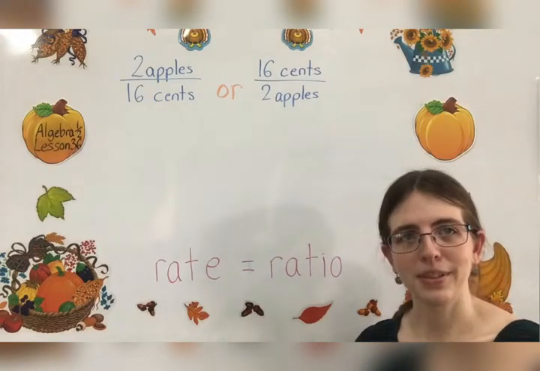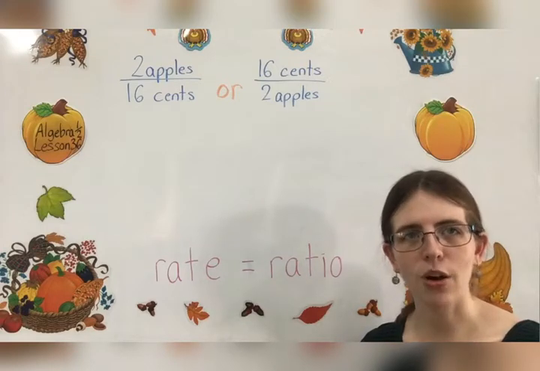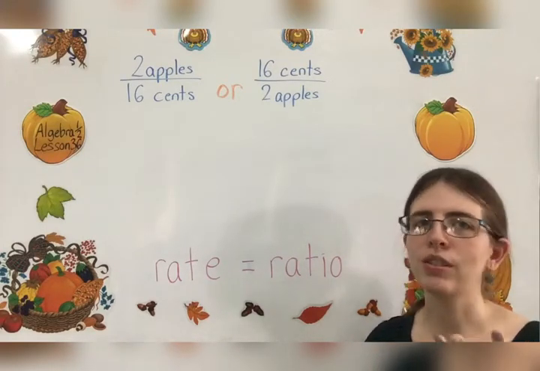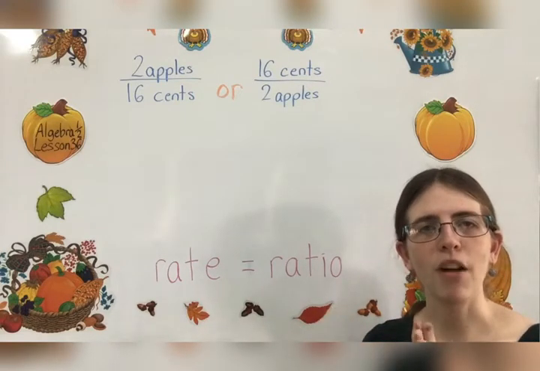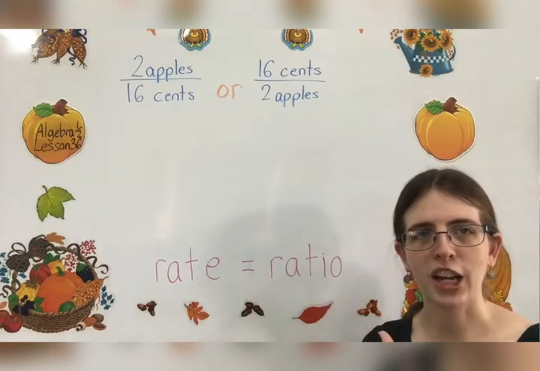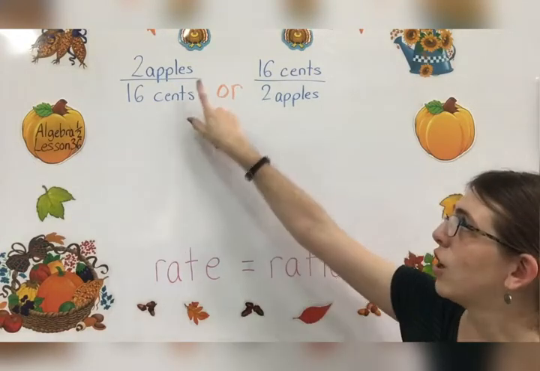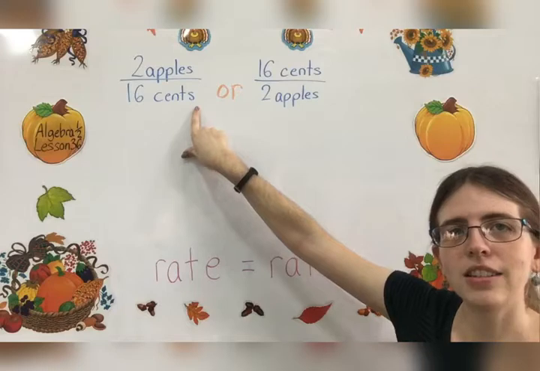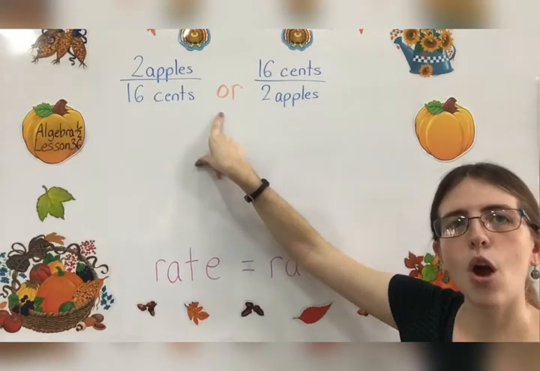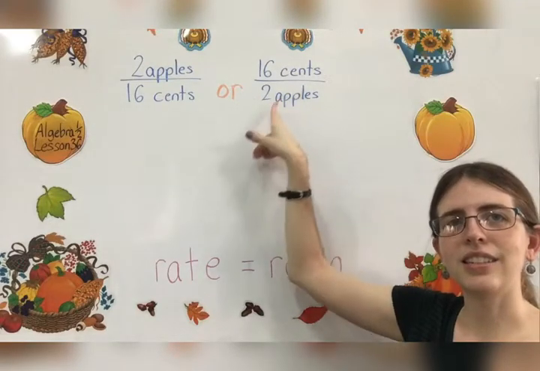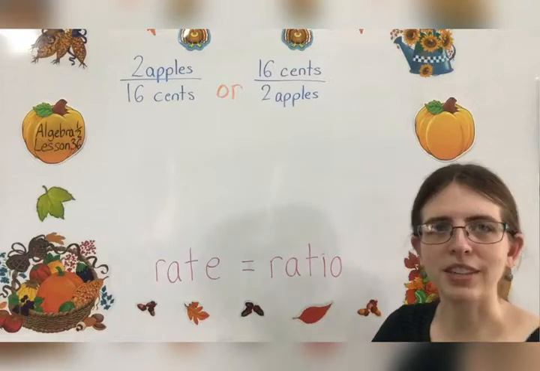If 2 apples can be purchased for 16 cents, what would be the ratio to compare the 2 apples to 16 cents? Well, often ratios are written as a fraction, showing how you compare the numbers. So you could write it as 2 apples for 16 cents, with 2 apples in the numerator and 16 cents in the denominator. Or you could write it as 16 cents for 2 apples, with 16 cents in the numerator and 2 apples in the denominator.